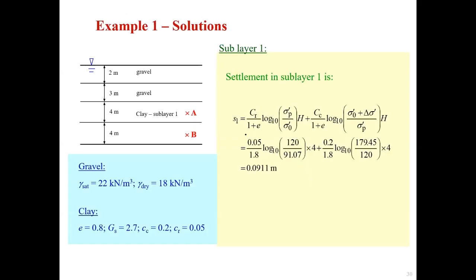So finally, if we use this formula, we can easily work out the settlement. That's 0.09 meter. So that's the total settlement of the first sublayer.